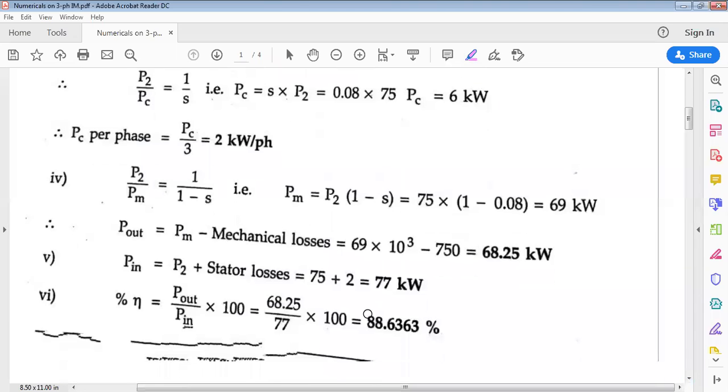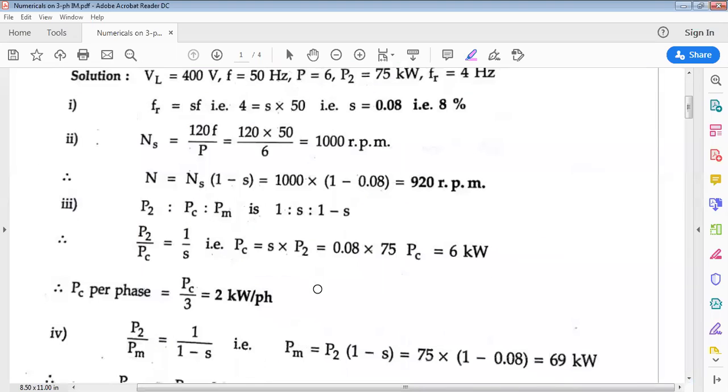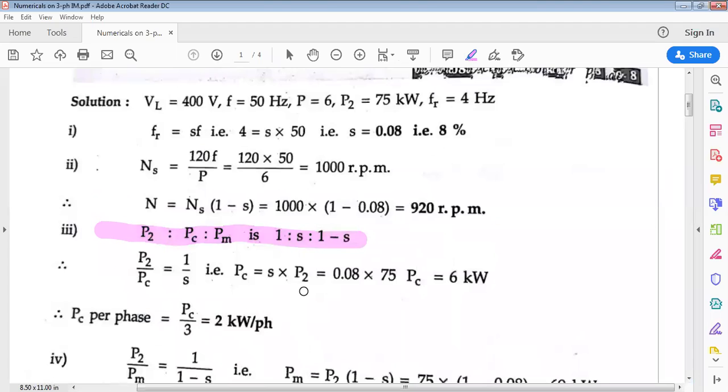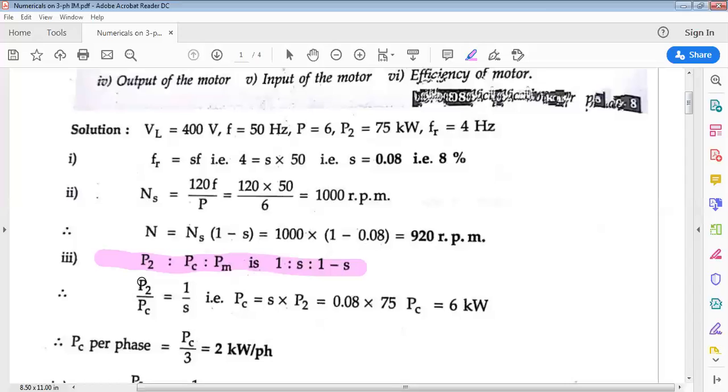Okay, they have not used it. Fine, that one also you can calculate. Here another method is there. This relationship all of you know, P2 : PC : PM is 1 : S : (1 minus S). So whatever parameters are required, you use those. So here, what is given to you? Power input, sorry, it's not a power input to stator. Sorry, I was thinking it's a power input to stator, 75 kilowatt. It's not so, it's a power input to rotor. Okay, what is the power input to rotor? Which variable is used for power input to rotor?